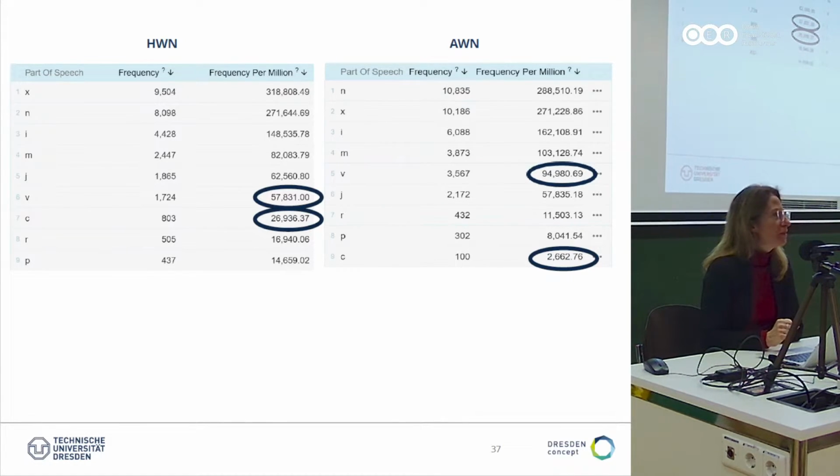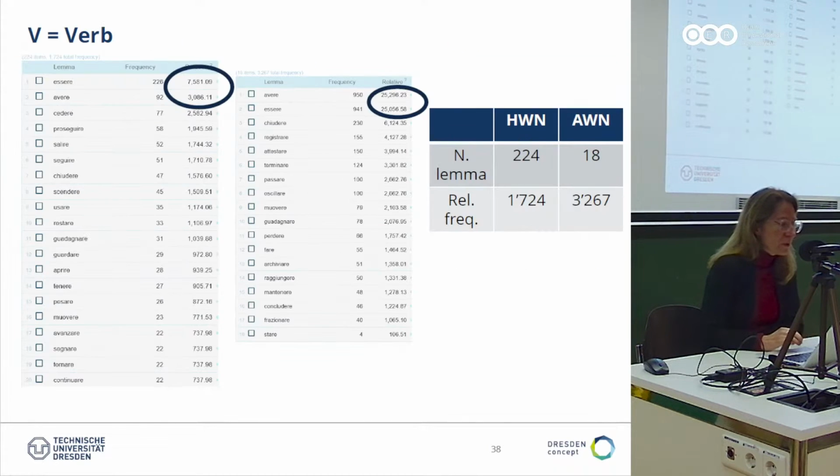Now, those are quantitative numbers, but we also want to know more about the differences in terms of the verbs and the conjunctions. If we look at the most frequently used verbs in the 2 data sets, we find that the first 2 positions are occupied by what would be in English the equivalent of to be and to have. Those are also used as auxiliaries, and it's not surprising that we find them in the top 2 positions.